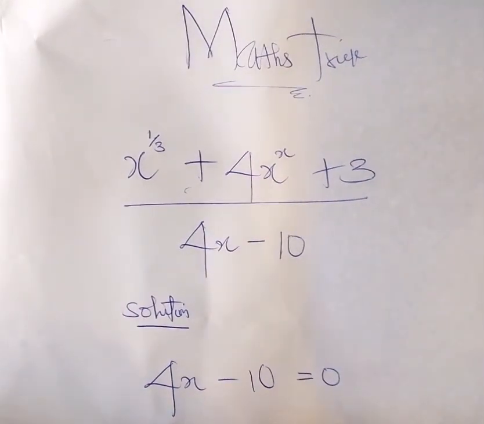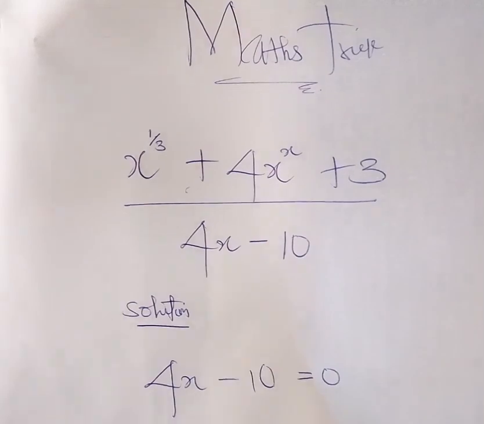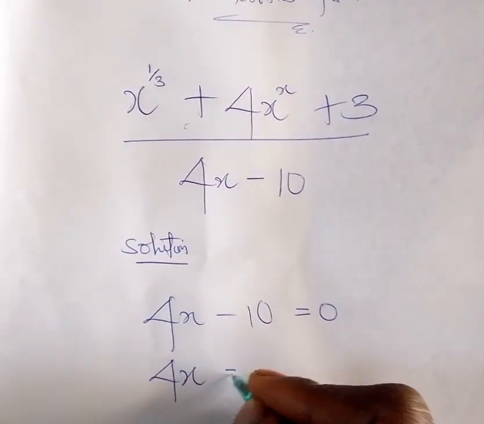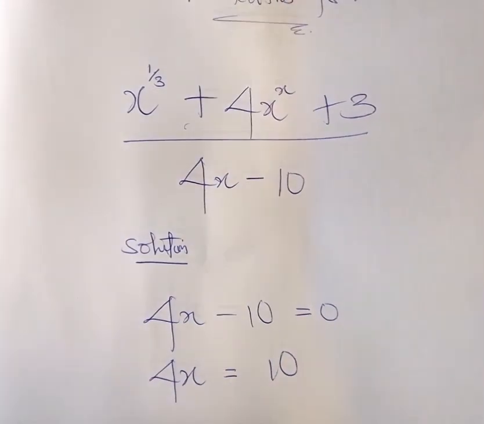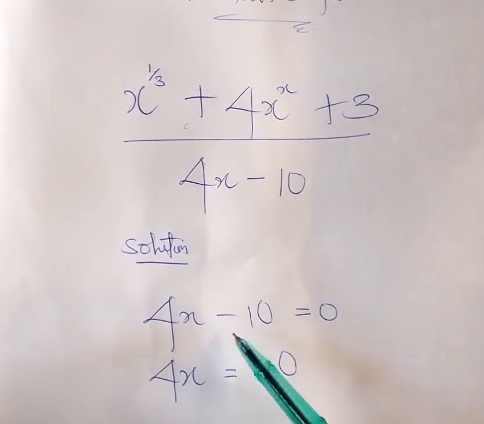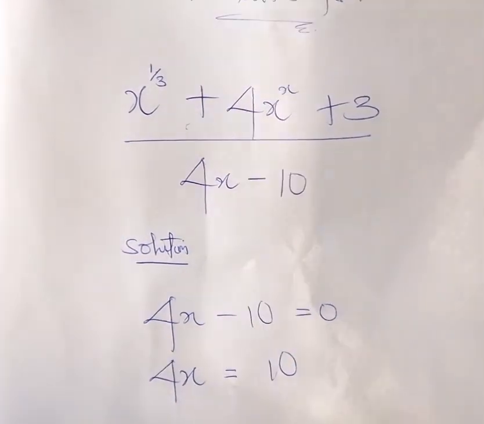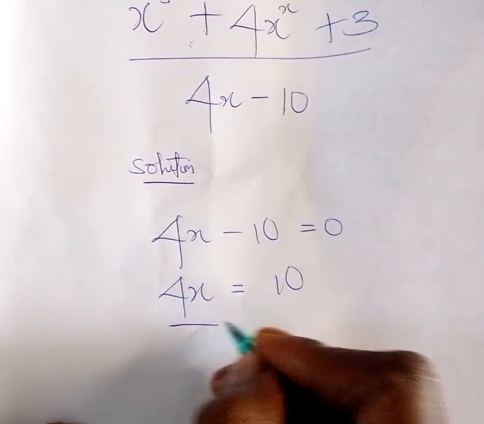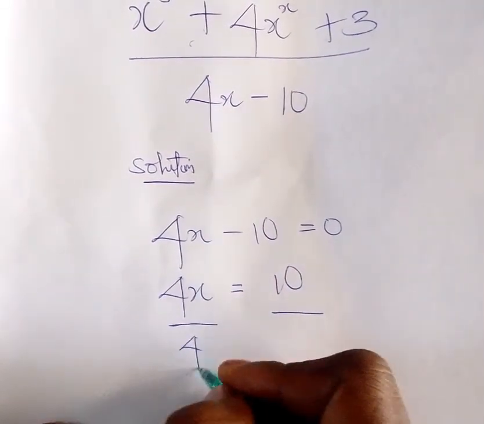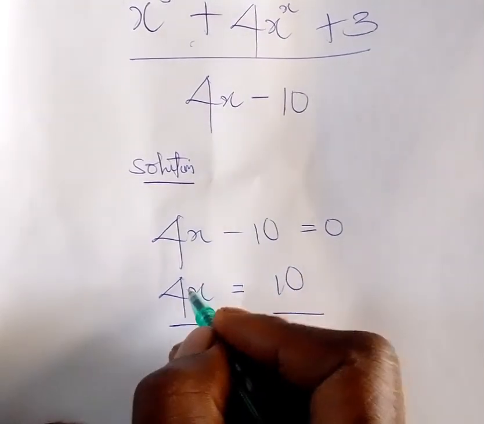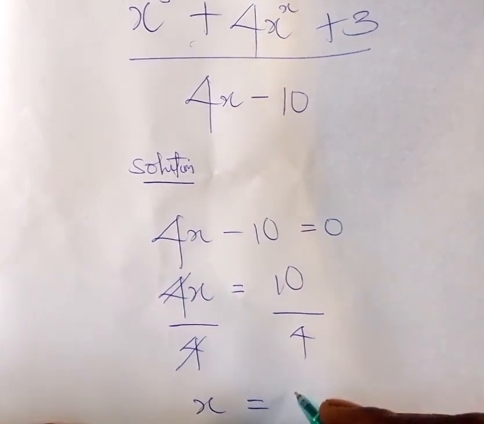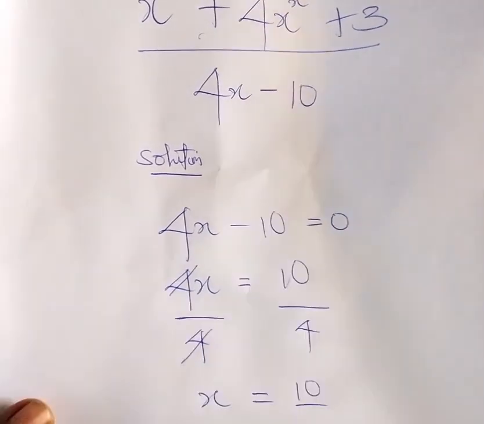Then 4x will equal 10. When you move this constant term over to the right hand side, it becomes positive, and we divide both sides by the coefficient of x, which is 4. 4 and 4 will cancel out. We are going to be left with just x is equal to 10 divided by 4.